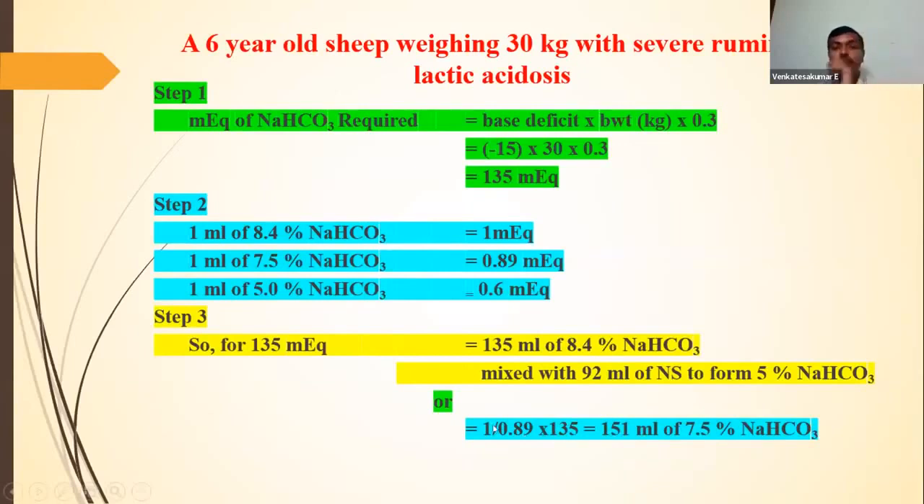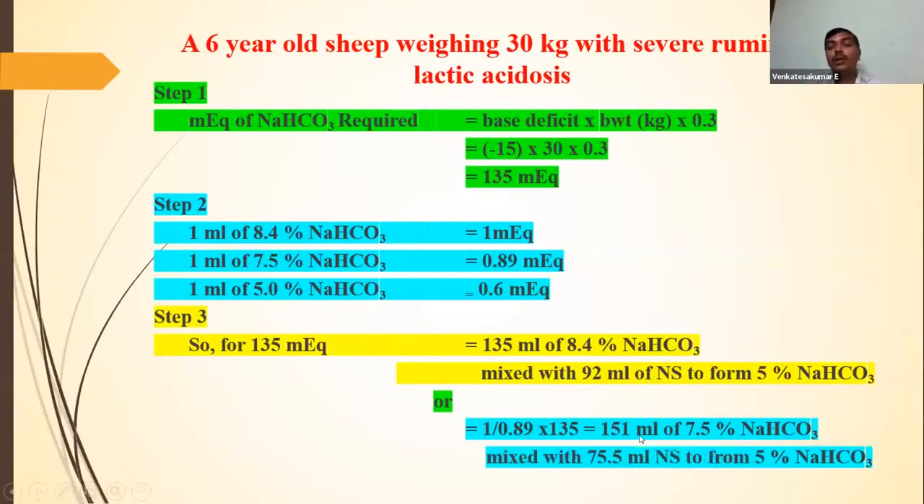1 ml is meant for 0.89 milliequivalent, so for 135 milliequivalent we automatically get 151 ml. That is also diluted with distilled water to a 5% level. If you add 75.5 ml of normal saline to 150 ml of 7.5% sodium bicarbonate, that will give a 5% level. We can administer it slowly to the animal with severe lactic acidosis.